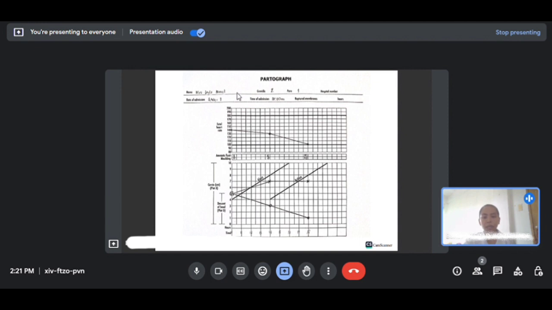So the name of the patient is Mrs. Laila Manuel. Gravida 2, Parity 1, date of admission is October 1, time of admission is 10 a.m. For the first part of the partograph is the recording of the fetal heart rate. So the normal value of the fetal heart rate is 120 to 160. So as you can see here, during or prior to the admission, it is 140, so meaning it is normal.